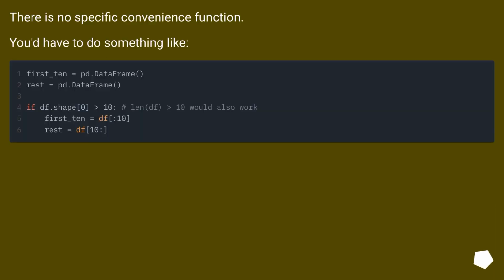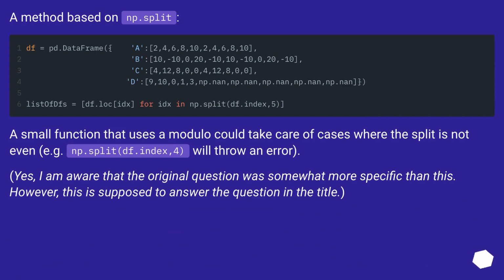There is no specific convenience function. You'd have to do something like a method based on np.split. A small function that uses a modulo could take care of cases where the split is not even. For example, np.split(df, 4) will throw an error if the index length is not divisible by 4.